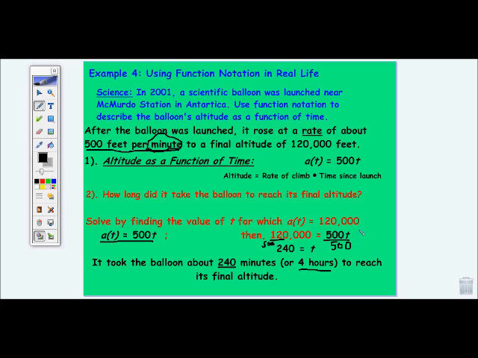Now, we didn't have a starting point because we were starting out on the ground. So actually, my starting point would be 0. It's not written in the story problem, but we're starting off on the ground, and we're going to rise up at 500 feet per minute. So we really didn't have a y-intercept there. And that would be how you would use function notation if we're talking about a real life situation that has to do with rate.